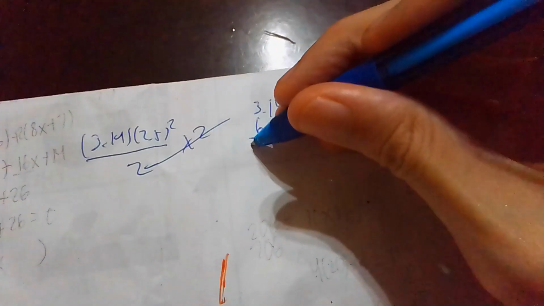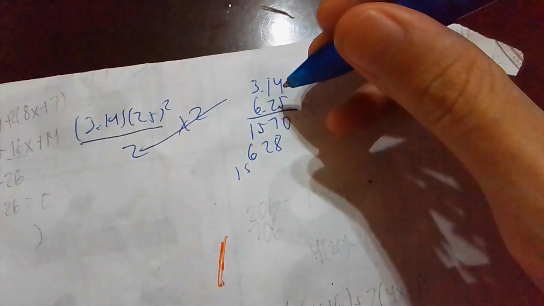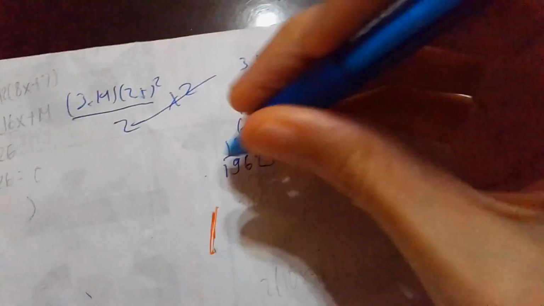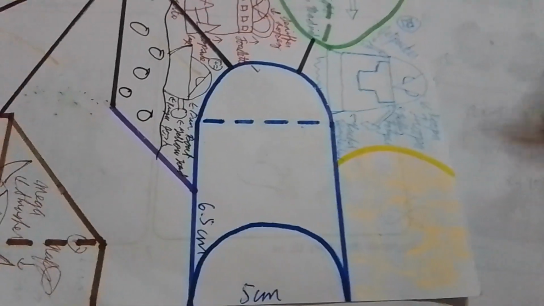So this is your pattern. Since I memorized my multiplication table of pi, the pattern goes like this, right? Then 15, 6 plus 2 is 8, 12, 2 plus 6 is 8, 16, 9. So, 19.625. So that is the area of both the circles.